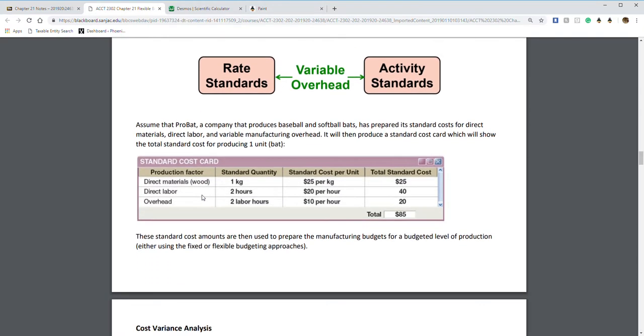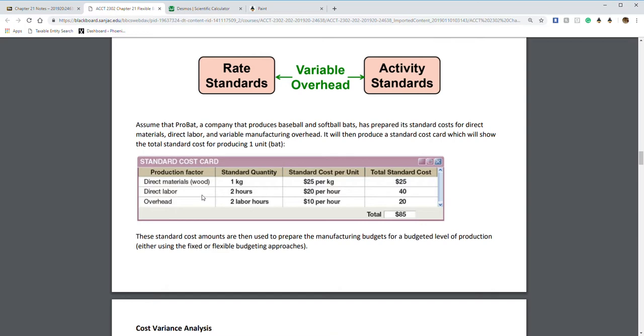With that, you're going to get some information. Now we're going to use an example of ProBat, good old baseball and softball bat company. They're going to produce and they're going to give us standard costs. This is what their expertise says on how to make one bat. That direct materials standard quantity is 1 kilogram. Standard cost per unit is 25 bucks. And direct labor is 2 hours for 20.